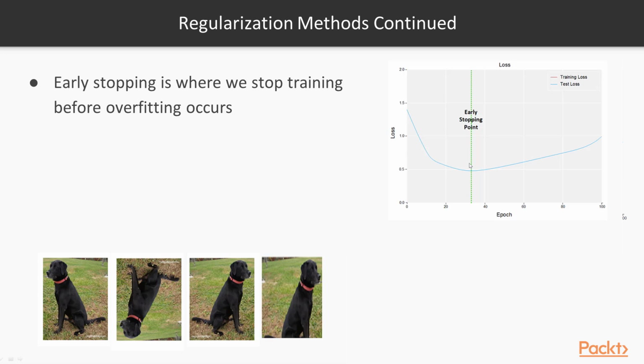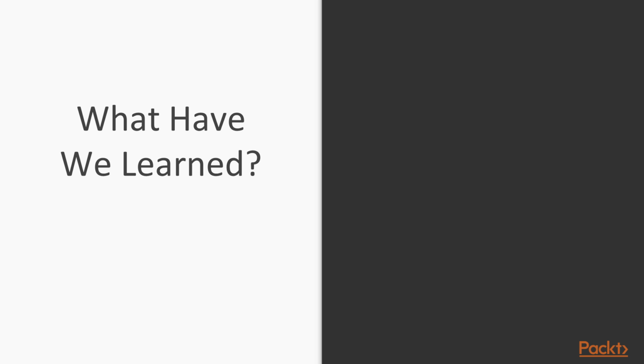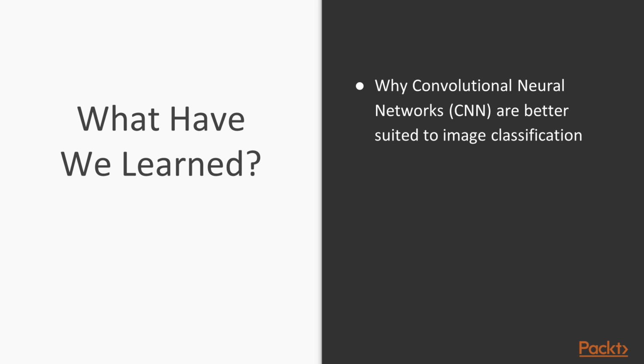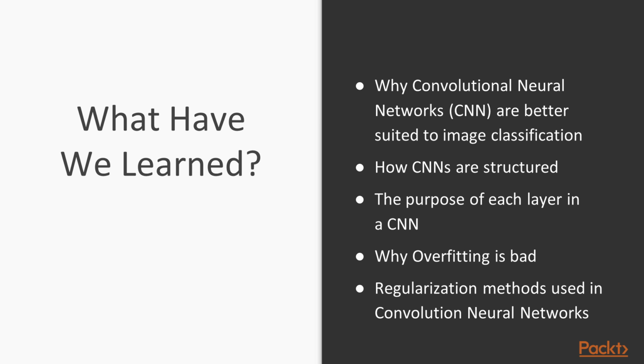And lastly, a good method I find to use is data augmentation, where we make slight variations in the input data like this, so that it amplifies the amount of input data we have. So what have we learned in the video? We've learned why convolutional neural networks are better suited for image classification, how they are structured, their layers, their architecture, the purpose of each part of the layer, why overfitting is bad, and some methods of regularization that are used to avoid or reduce overfitting in convolutional and other neural networks.